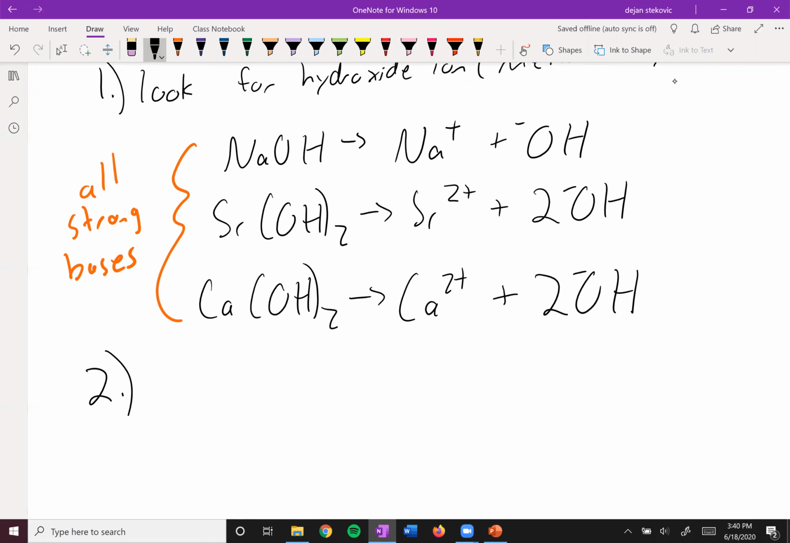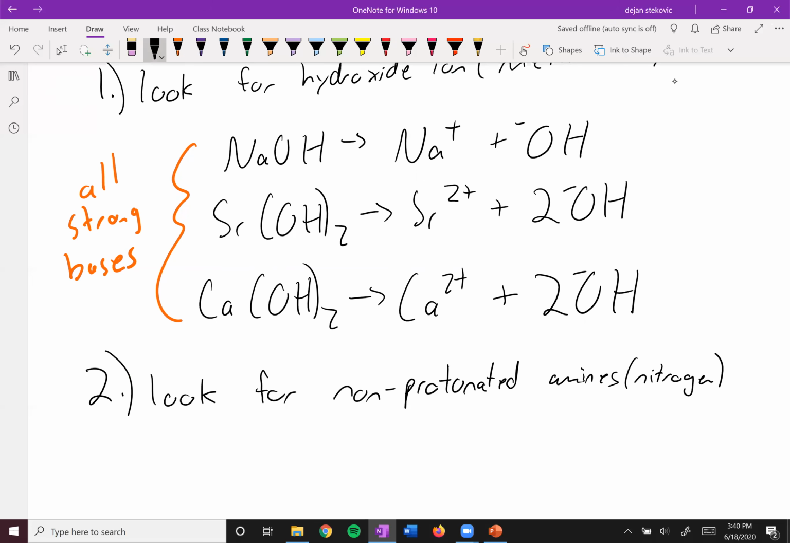The second thing you want to look for is non-protonated amines. An amine is just basically a nitrogen-containing compound. And non-protonated doesn't necessarily mean that it doesn't have hydrogens on it, but that it has a lone pair.